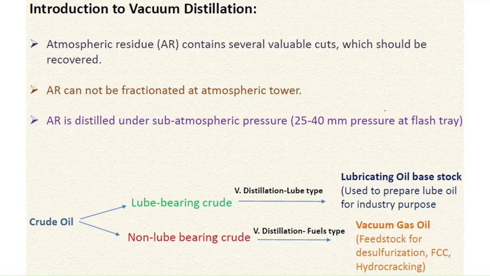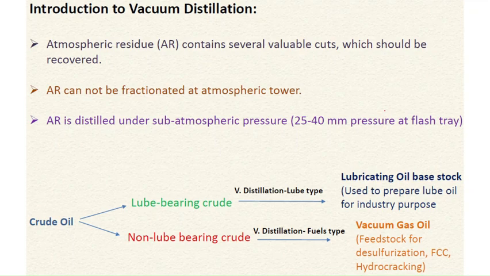Cracking of this atmospheric residue will start, and huge smoking will take place, and then coking will also take place. A huge amount of coke will form, and the atmospheric distillation unit, that fractionation tower, will be completely inoperable. Okay.